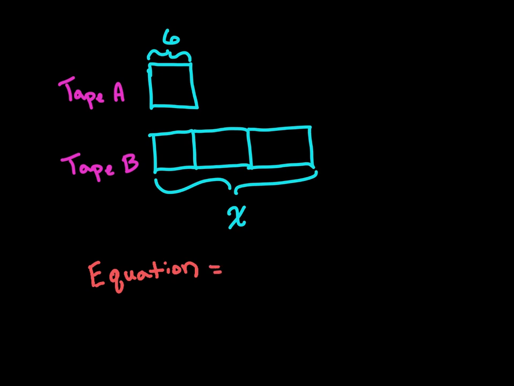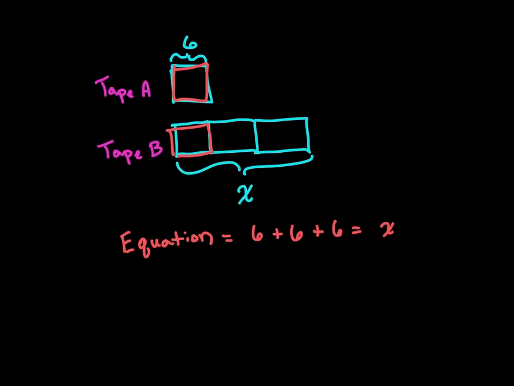So we've got 6, because each one of these is going to represent 6. So we have 6 plus 6 plus 6 equals x. Another way of doing that, because it's additive, meaning that we're going to keep adding, we could do 3 groups of 6 is equal to 18. So when we solve for x, we're going to get 18 as an answer.